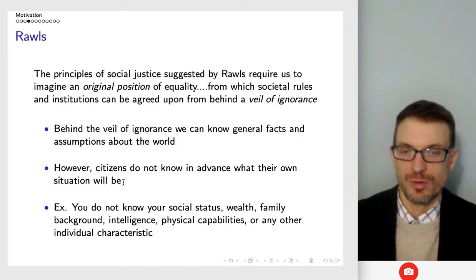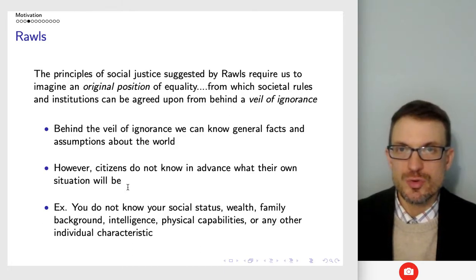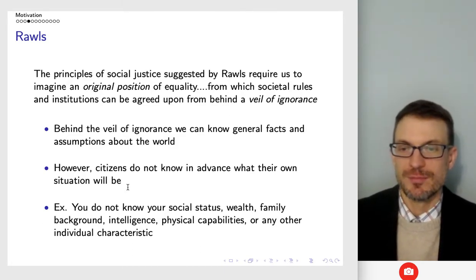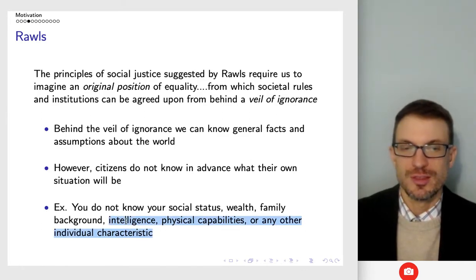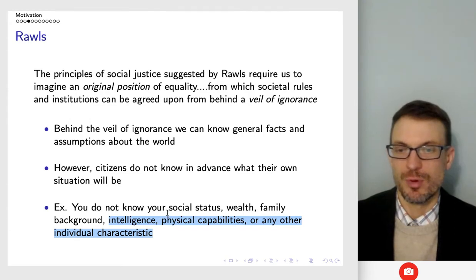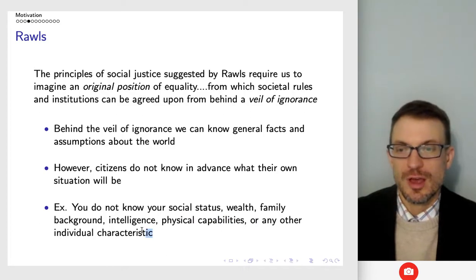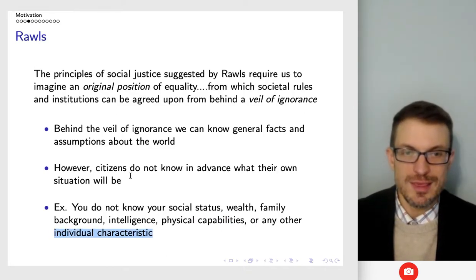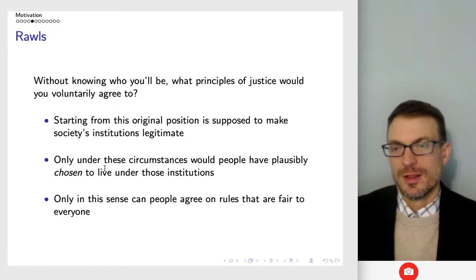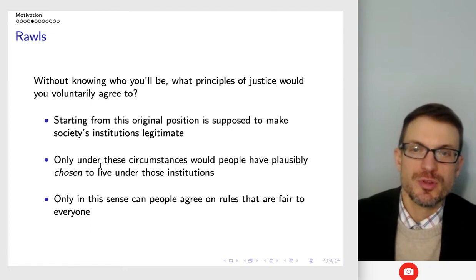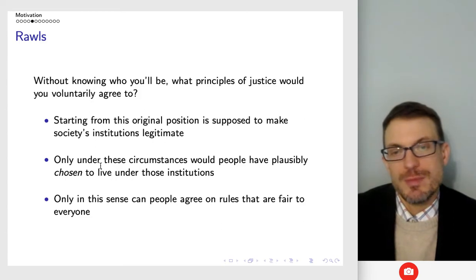If we came together and would agree on some type of arrangement, what would that look like if you didn't know where you were going to be in the society, right? And actually, you can think of some really important individual characteristics, such as intelligence, physical capabilities, and other individual characteristics. If you don't know anything about what makes you, what would you agree to, right? All right, so without knowing who you'll be, what principles of justice would you voluntarily agree to? It might be very different than what we've got now, maybe not.